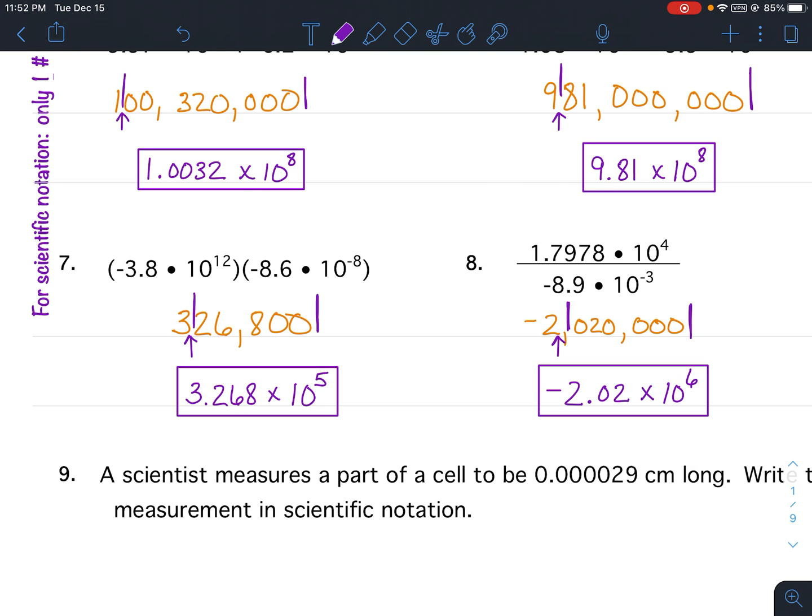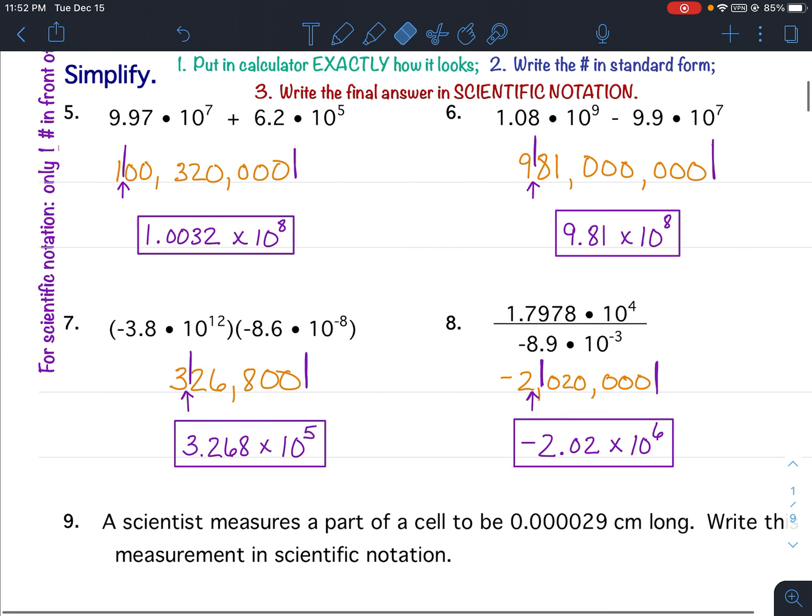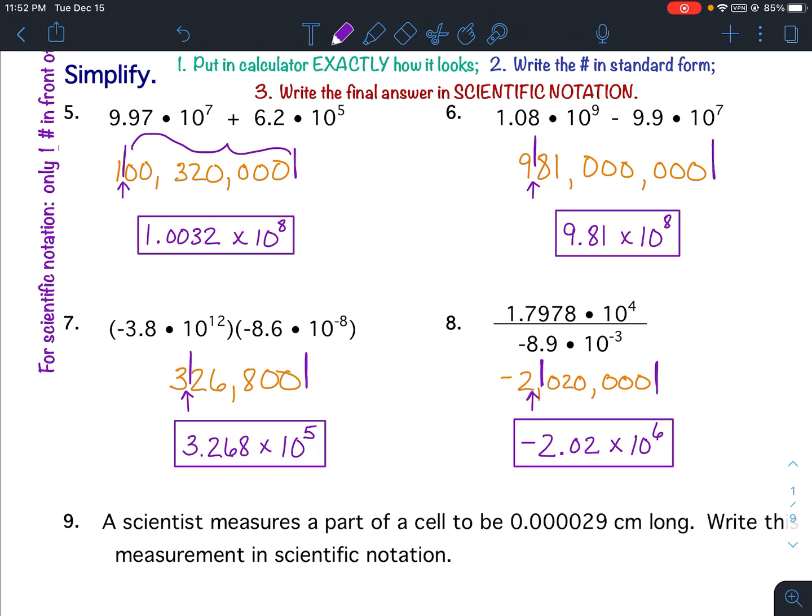Okay, so that is it for 5 through 8. If you have any questions, let me know. Just real quick, how did I get my exponents? I counted the numbers in between. So there's 8 numbers there. That's why it's an 8 and so forth. If you have any questions on 5 through 8, please do not hesitate to ask.